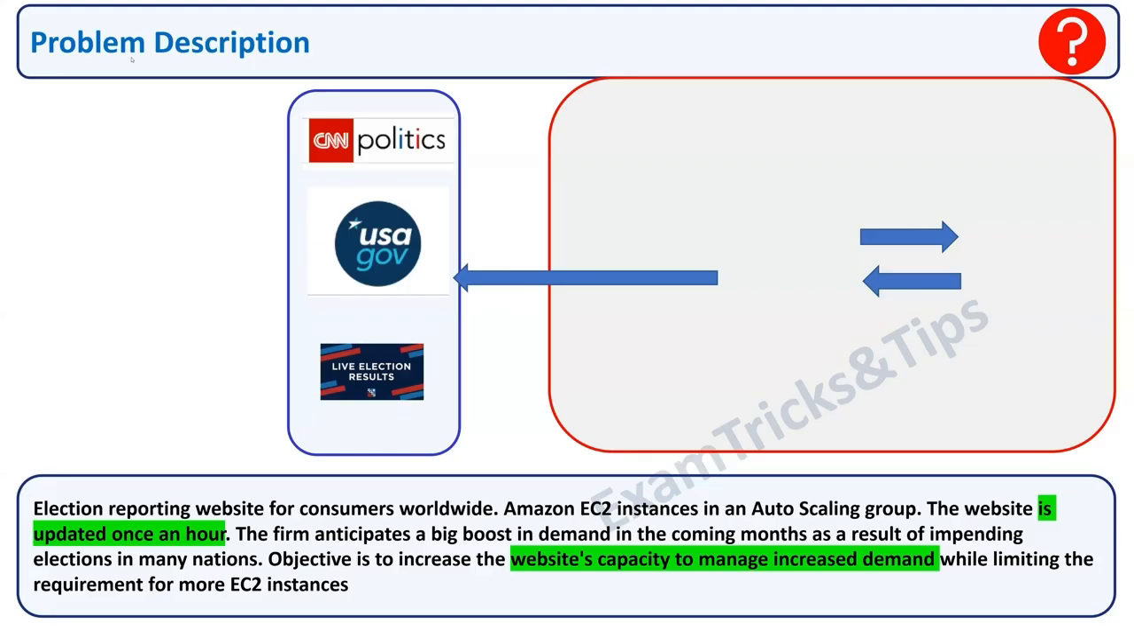So let's understand the problem description here. In terms of the problem, we have an election reporting website. It could be CNN Politics, it could be USA.gov. This is just for example. So a website which is reporting important elections. Let's assume this is for the United States of America.